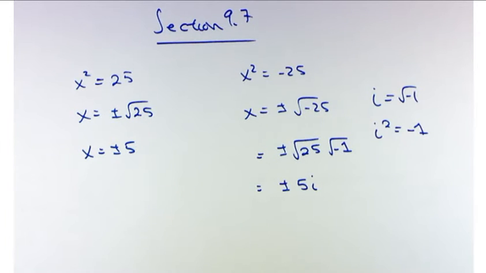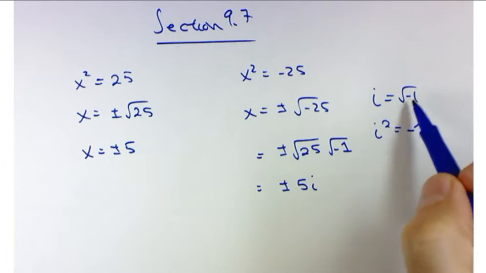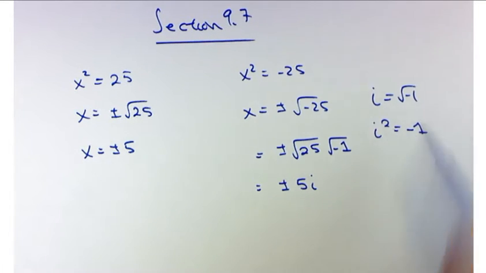And that's what gets a lot of work done for us, is that this is something that we can square to get a negative number. And that's where i becomes really, really helpful. So let's play around with some more of these radicals for a little bit.